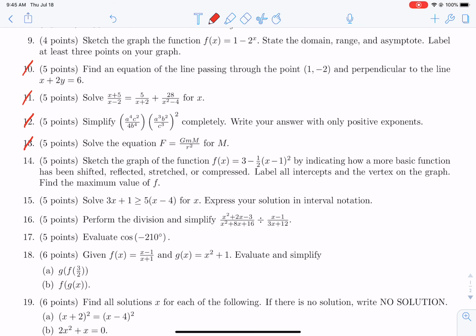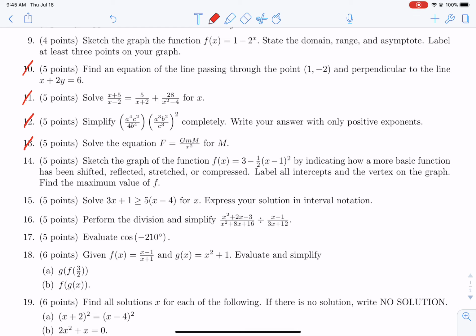And you find a lot of these in physics, chemistry, right? If you know how two variables relate, you can solve for either variable and see how it will be affected by the other variable, right? So that's 13. Number 14, sketch the graph of this function by indicating how a more basic function has been shifted, reflected, stretched, or compressed. Label all intercepts and the vertex of the graph. Do we know how to do that one?